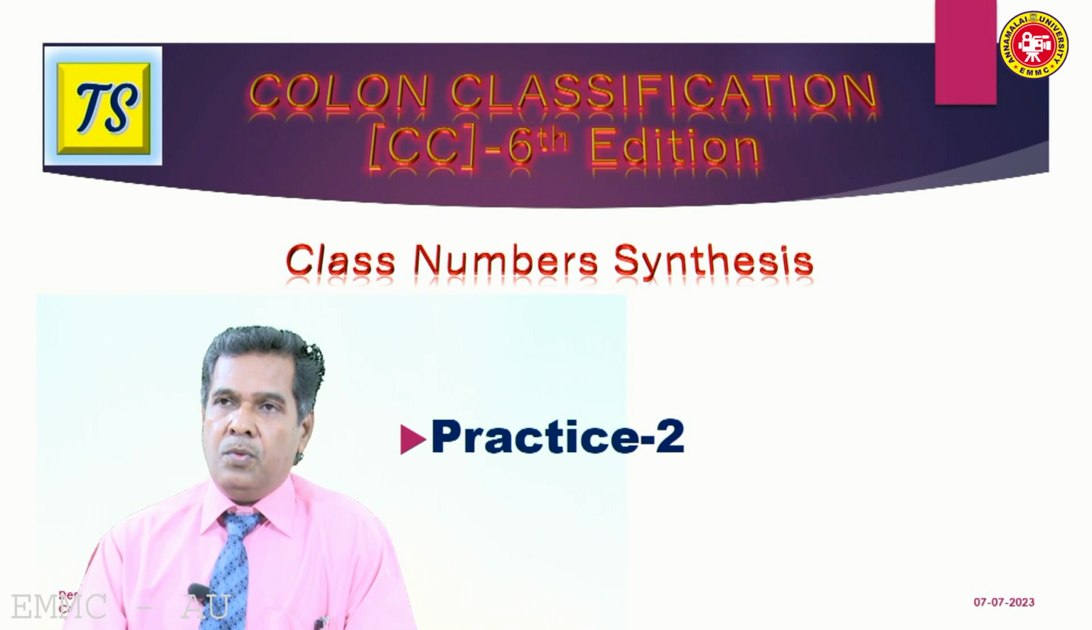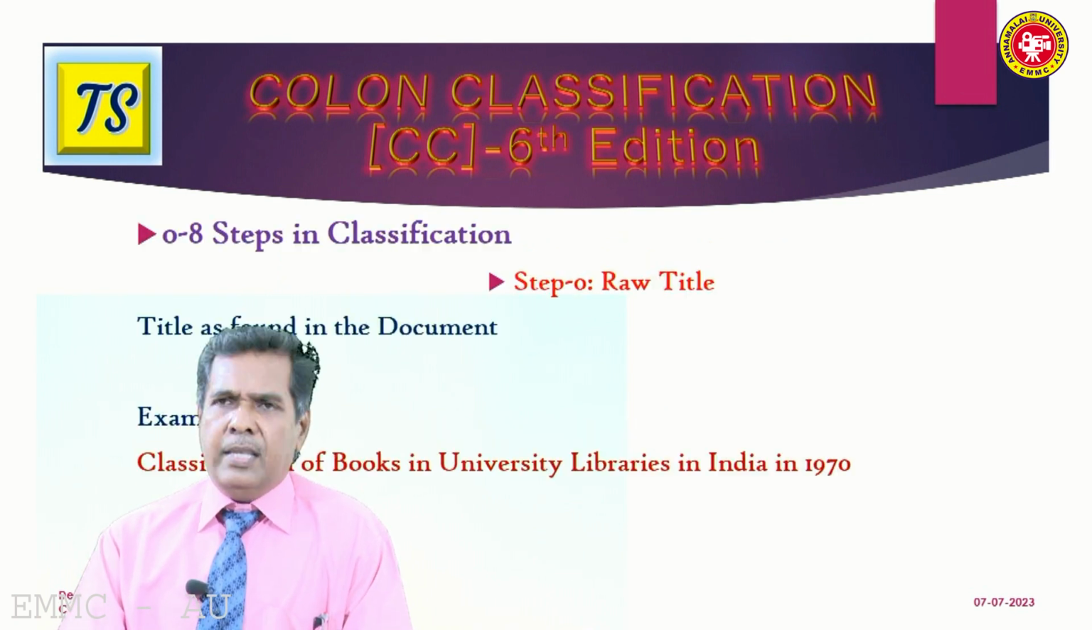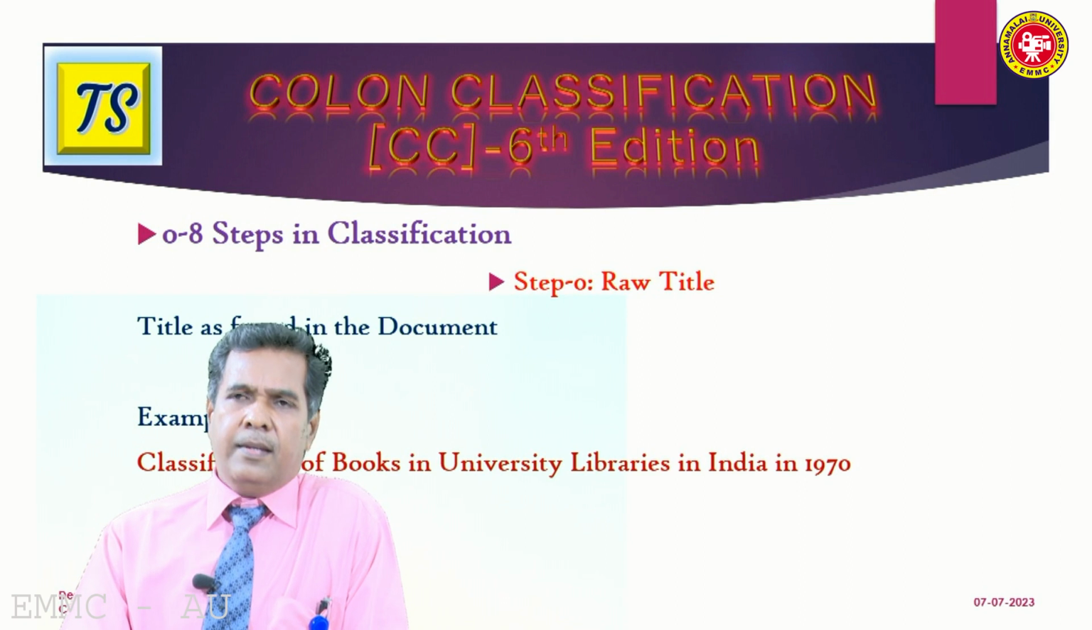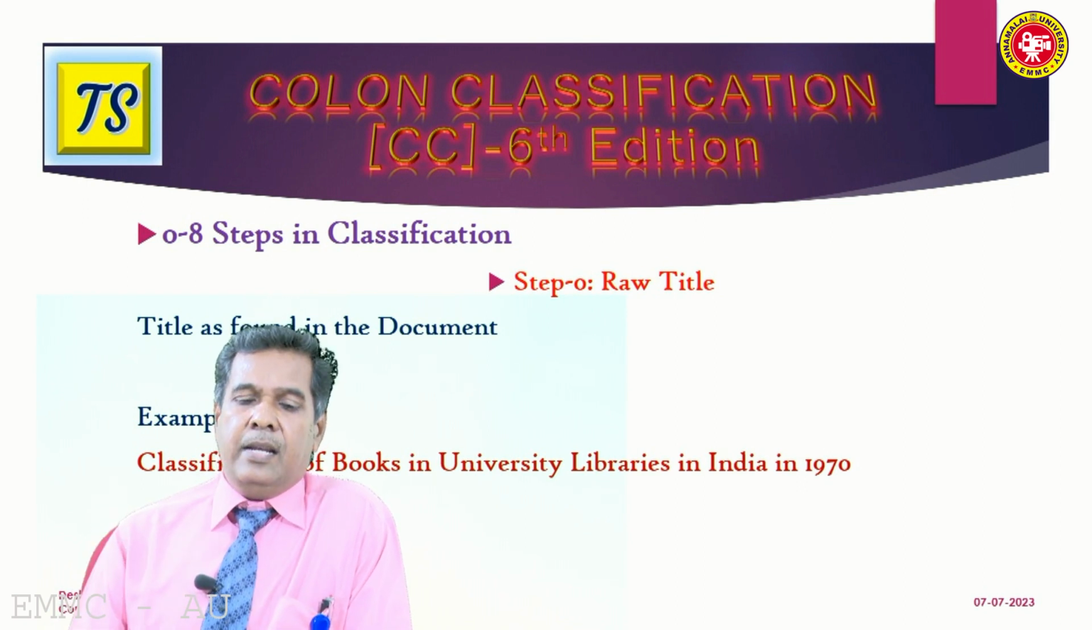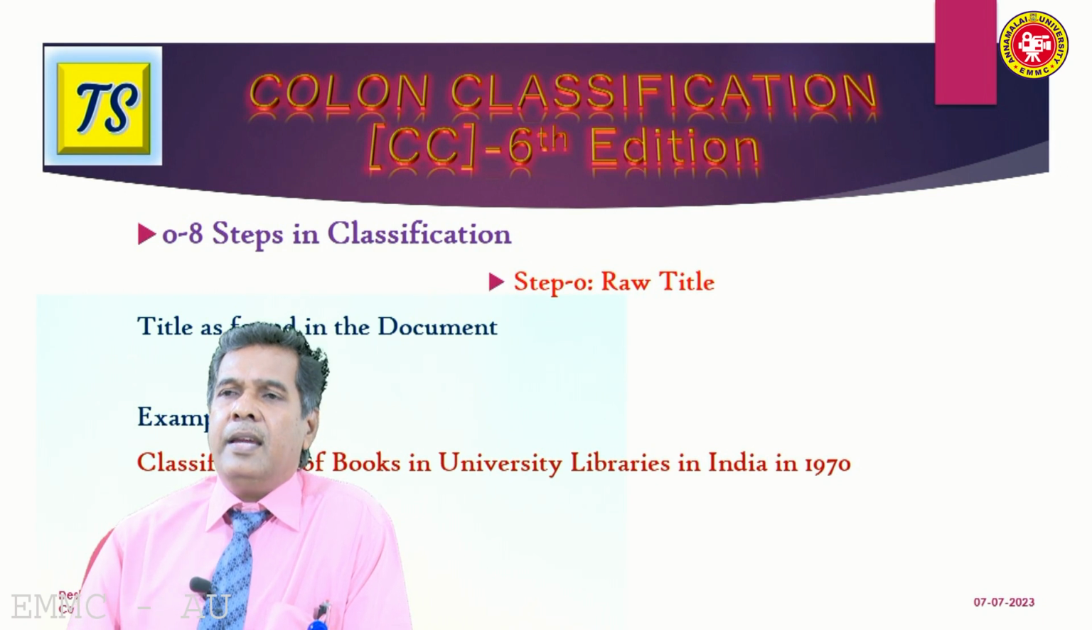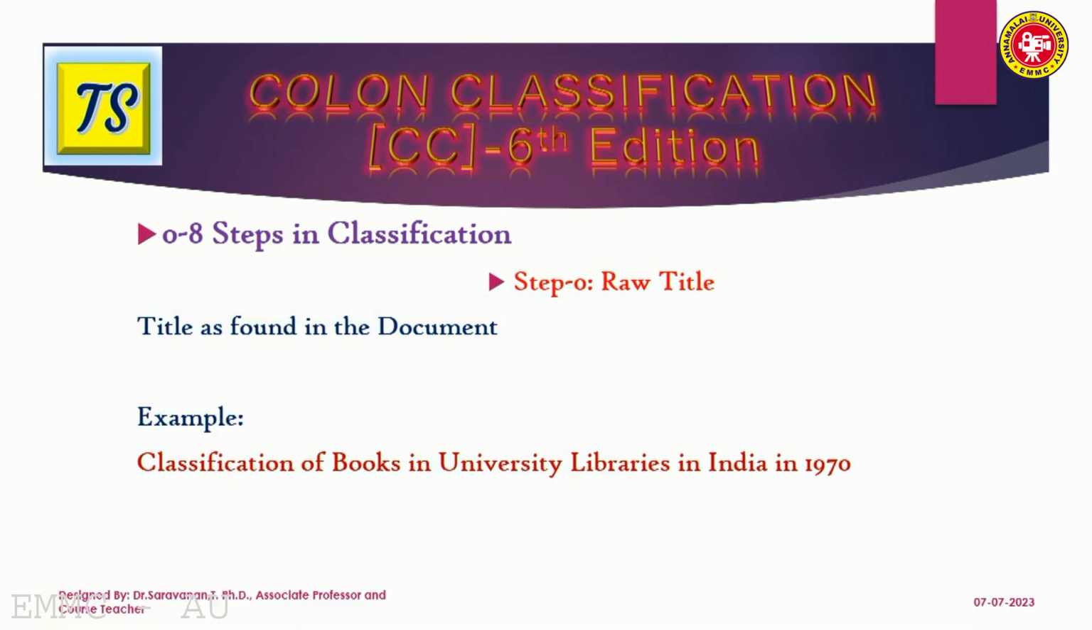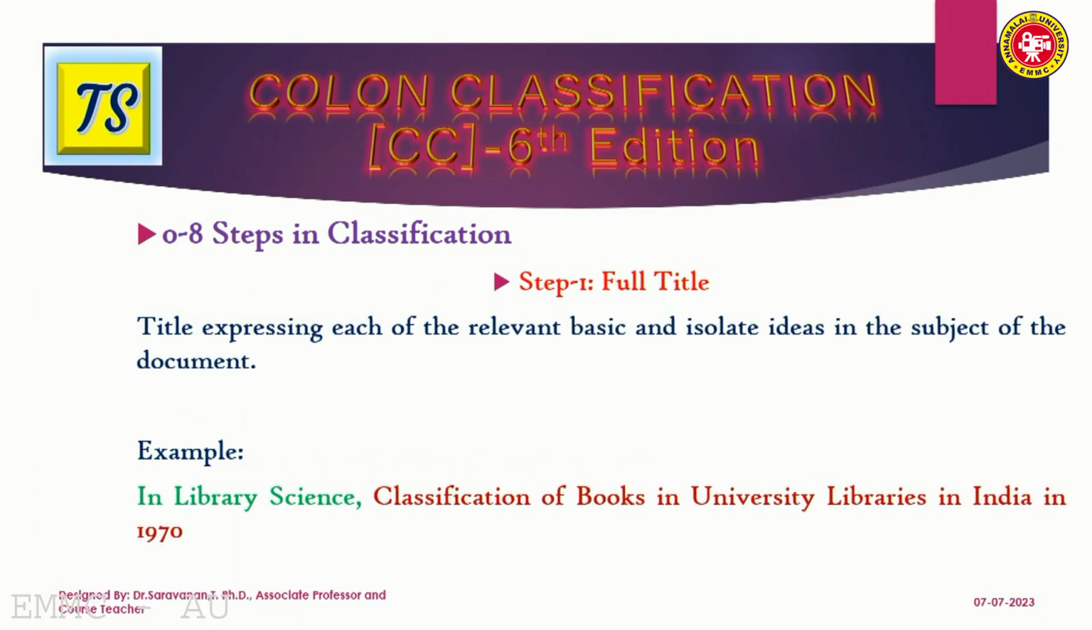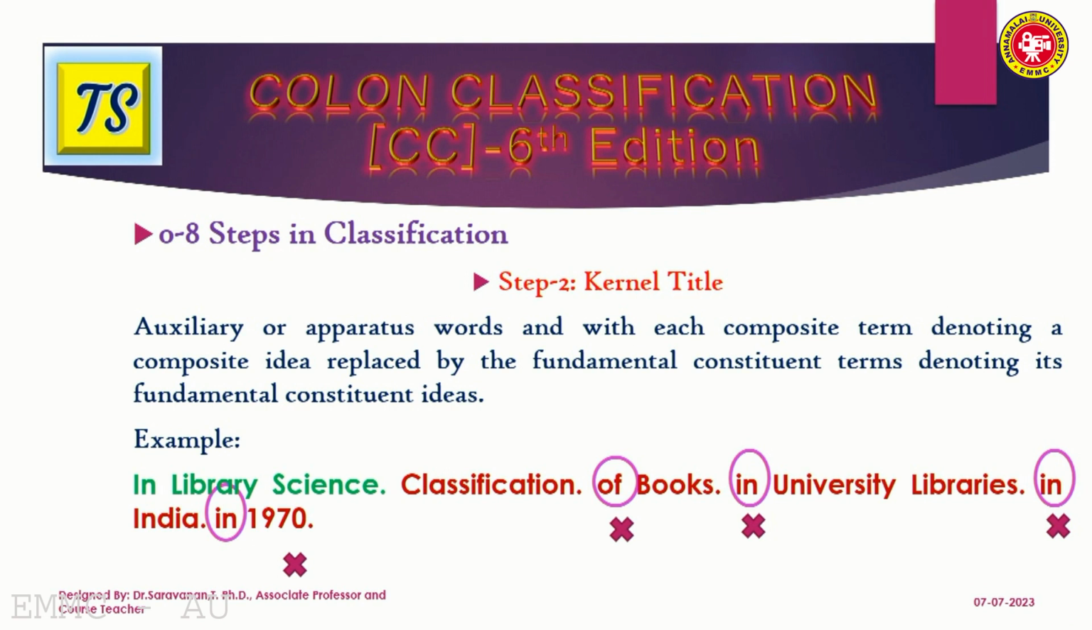Practice 2, this is the second example. I have followed the same previous technique. The sample title, Classification of Books in University Libraries in India in 1970, has been selected. The full title needs to be identified like this. The B.Lib.I.Sc class is library science, and see, the auxiliary words need to be removed in the kernel title. Wherever you find the symbol, they must be removed.